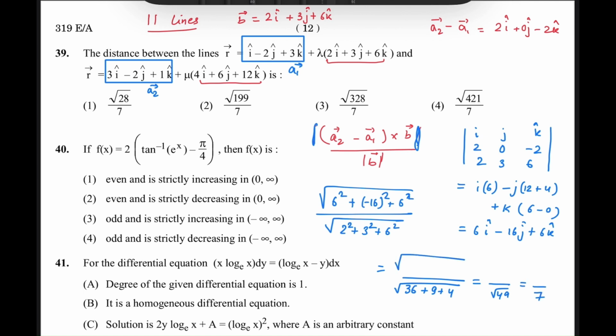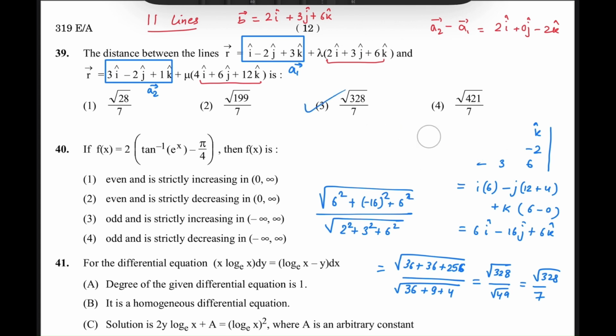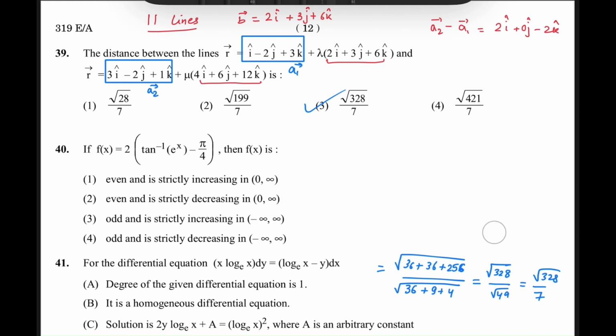And what about the numerator? It is 36 plus 36 plus 256. So 36 plus 36 is 72, and 72 plus 256 is square root of 328, right? So it should be root 328 divided by 7, which is option 3. So option 3 is the correct answer for this question. I hope these calculations are clear to you. Okay, so let's move to question number 40.